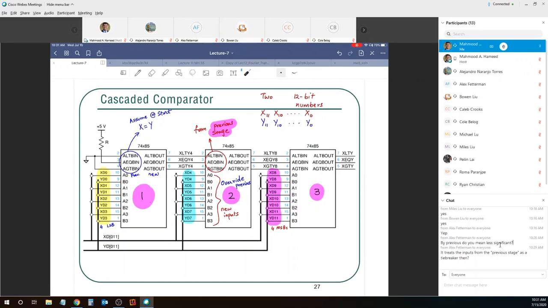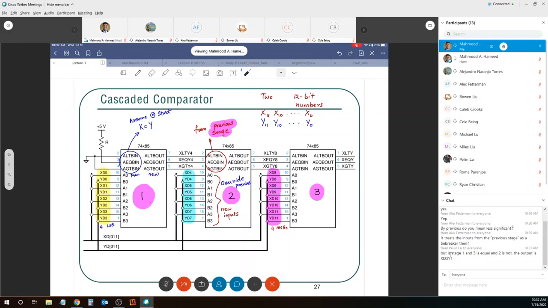And then based on the new numbers, you generate new outputs. And that keeps moving forward with the idea that the previous stage, because it is lesser in significance, will be overridden by the newer, higher significant bits, depending on how they compare. All right, so that's essentially how a cascaded comparator works. So we have taken a 4-bit comparator and we have made it into a modular 12-bit comparator.